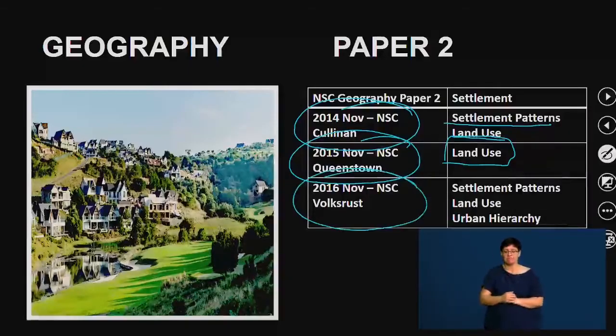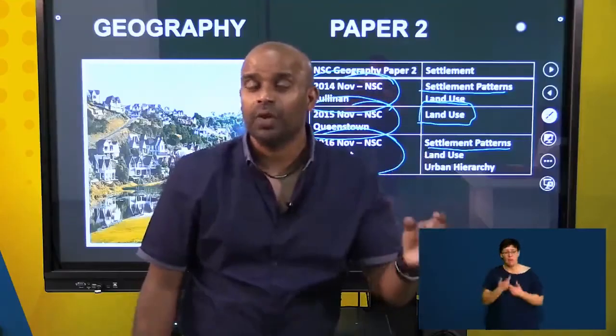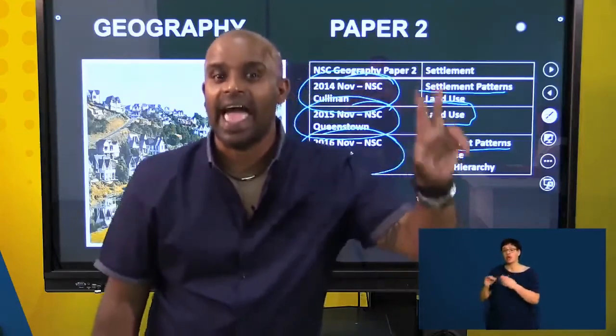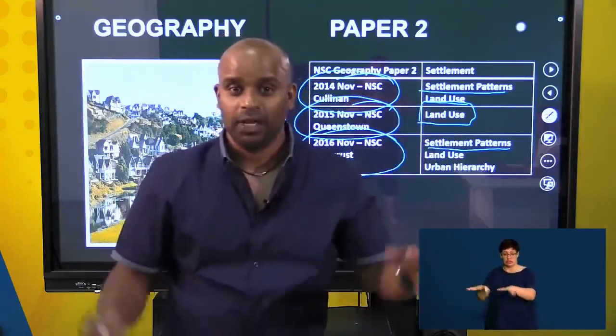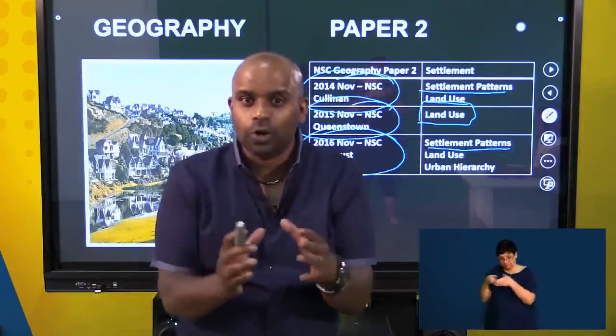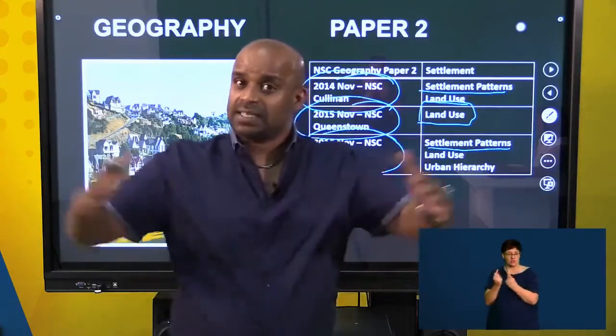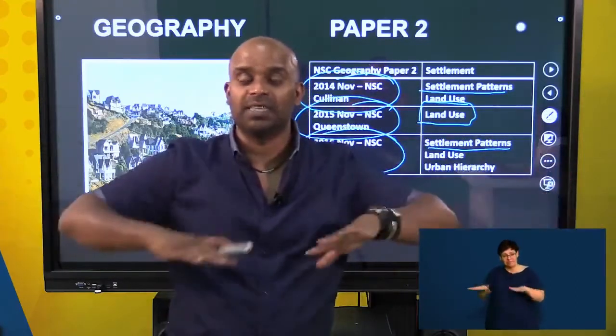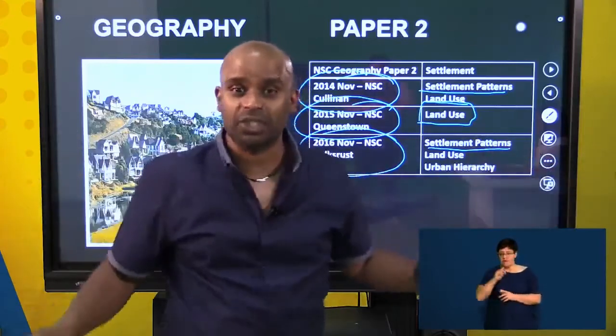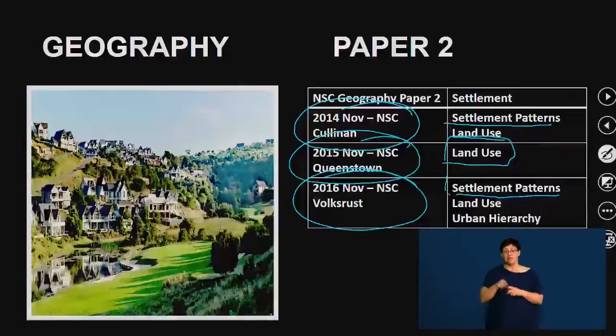The 2016 map of Volksrust, again, settlement patterns. And note the following. When it comes to settlement patterns, especially in rural, we have two types. Yes, nucleated and dispersed. Remember, nucleated are clustered or close together. Dispersed are spread out. The settlements are located far from each other. In this particular map, we examined that. Land uses again, and urban hierarchy.